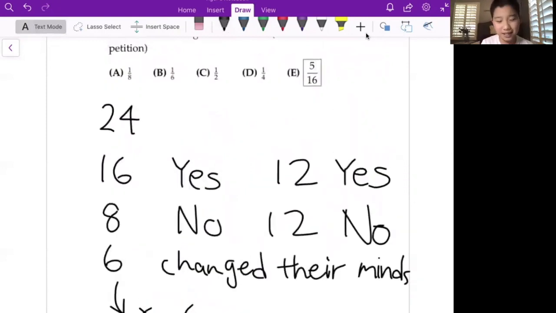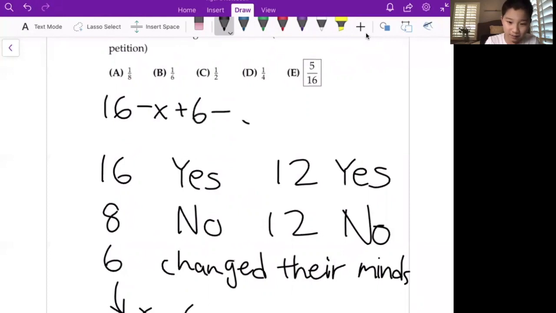So it says that 16 yeses were at the beginning and then 12 yeses a year later. So let's write this down as an equation. 16 yes. And then X people changed from yes to no, so minus X people had yes as an answer. And then 6 minus X changed from no to yes, so you have to add that 6 minus X. And that's equal to 12. So subtract 12 from both sides.